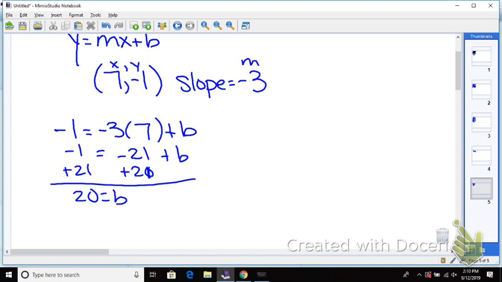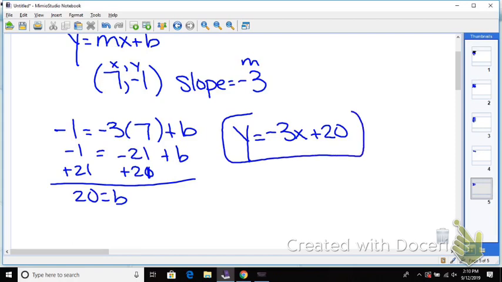So our equation is y equals what? What goes in for m? -3x plus 20. So if I was to graph this, where do I start? 20 on the y, and then we'd go down 3 over 1.